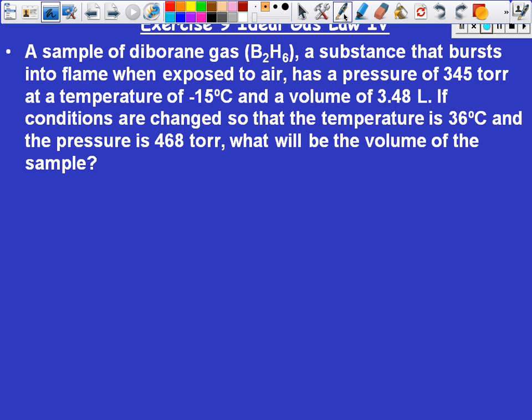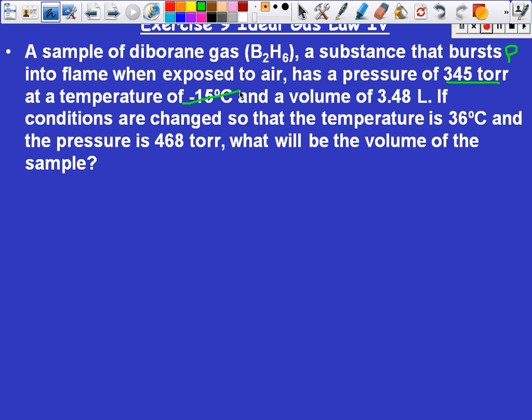A sample of diborane gas, which is B2H6, a substance that bursts into flames when exposed to air. It's kind of a scary idea. It has a pressure of 345 torr. All right. Well, torr is not what we really want, but let's see if we can work with it. So we have a P at a temperature of negative 15 degrees Celsius.